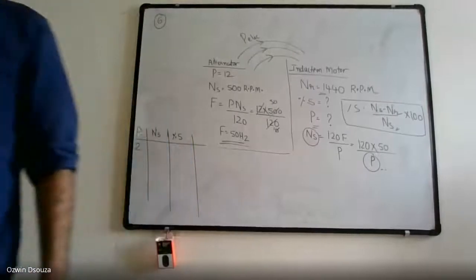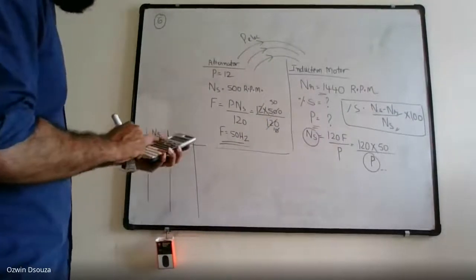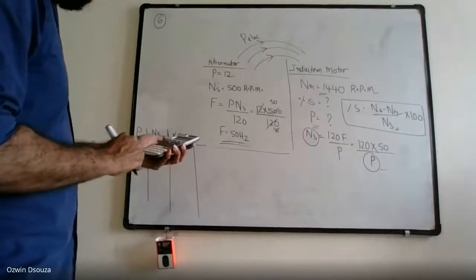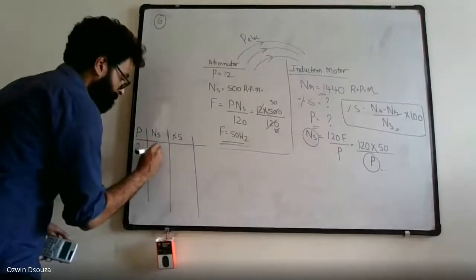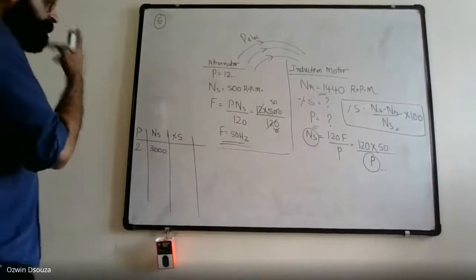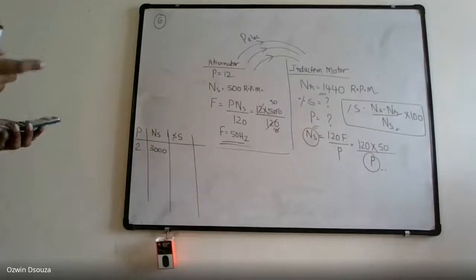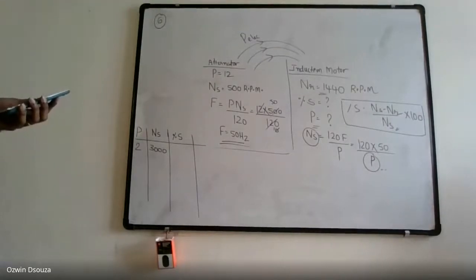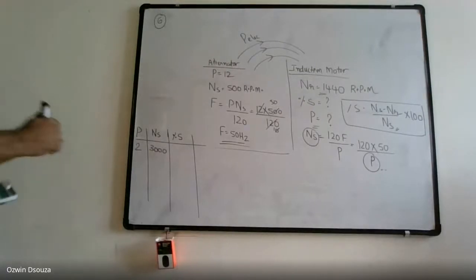When you take p is equal to 2, what do you get as the synchronous speed? You will get 120 into 50 divided by 2. That is 3000 RPM. Now, 3000 RPM gives what slip value? So 3000 minus 1440, divided by 3000, into 100, gives 52%.